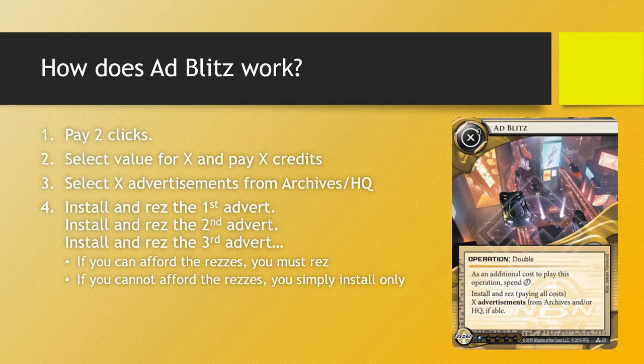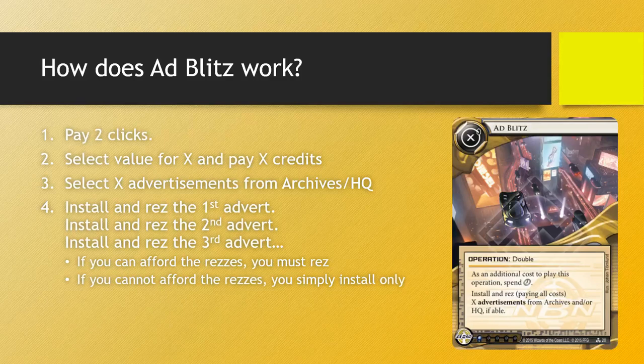The next thing you do is to select your value of X. Unlike some other cards where X is determined by a certain stat, such as with Psychographics, where X is the number of tags the runner has, for Ad Blitz, you get to choose the value of X yourself. This can be any value, as long as you can afford the X credits to pay for it. After you do that, you select X advertisements from Archives and HQ. Note that it says Archives and/or HQ, which means you can install from a combination of both places.